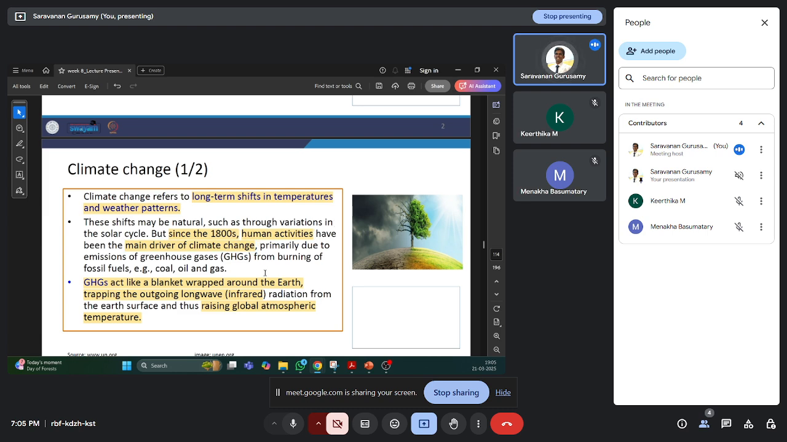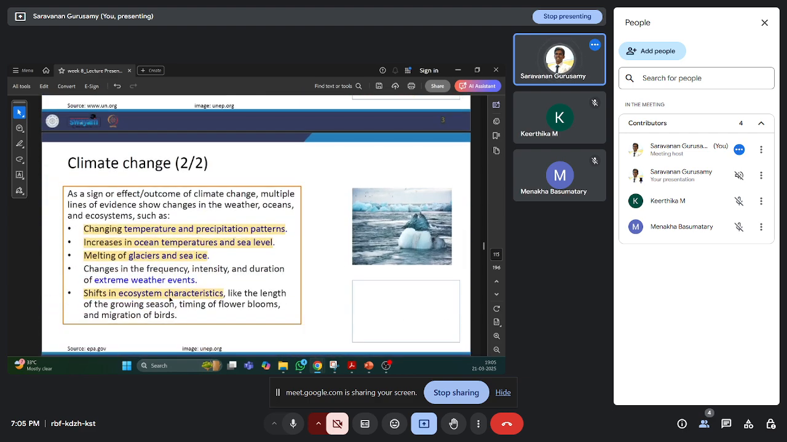So you all know climate change refers to the long-term shift. Weather is a daily pattern, but climate is an average of 30 years of weather pattern. Since 1800, human activity has been the main driver of climate change. GHGs act like a blanket wrapped around the earth, trapping the outgoing long wave heat, so the global atmospheric temperature rises.